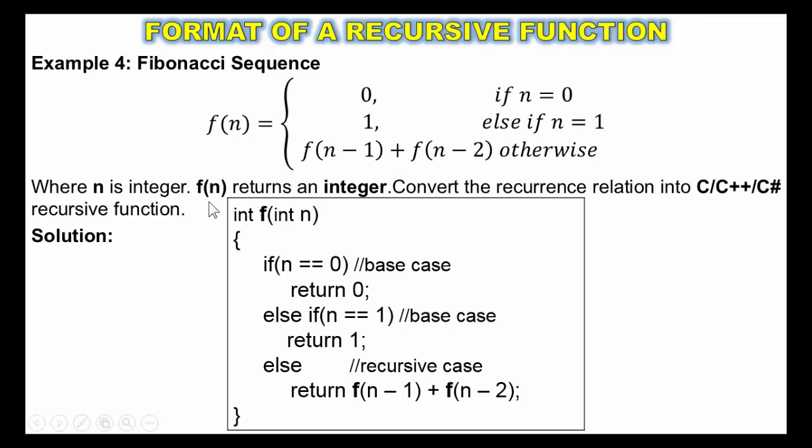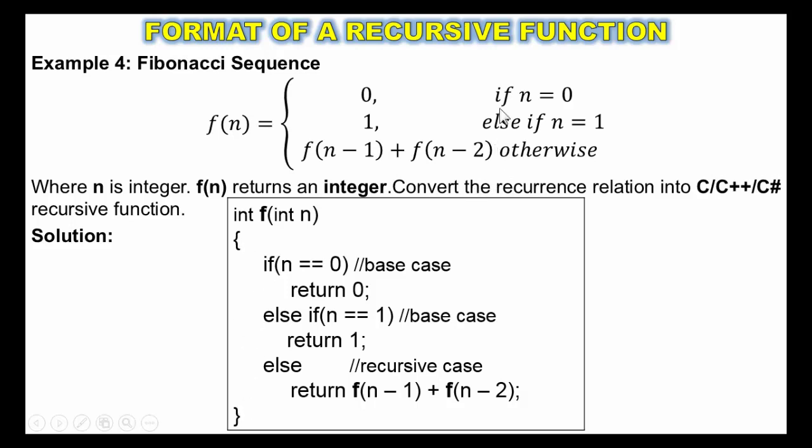The solution: we write the return data type of the function of f of n, which is an integer based on the given problem. Next, the input of the function of f of n is n, which is an integer. So we write int n as formal parameter. The body of the function is delimited by open and end curly braces.